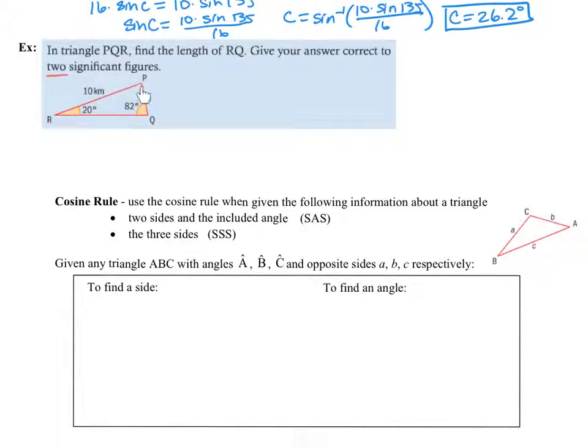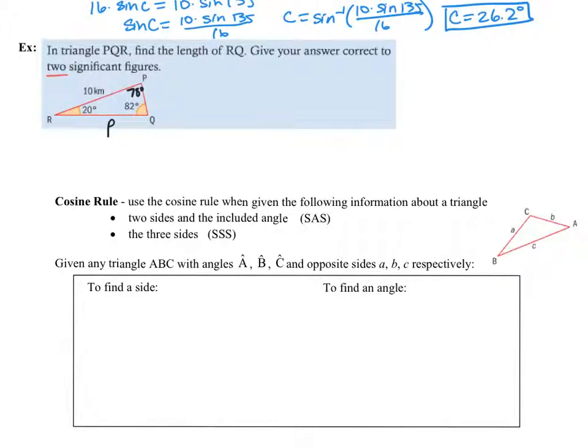So if we're going to be using the law of sines, let's find out what angle P is. Just take 180, subtract 20, and subtract 82, and that turns out to be 78 degrees. So let's label P as 78 degrees. And now I'm going to call RQ little p, to be consistent with what we've been doing.